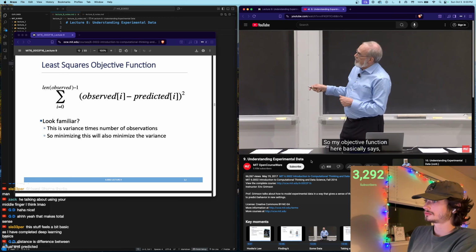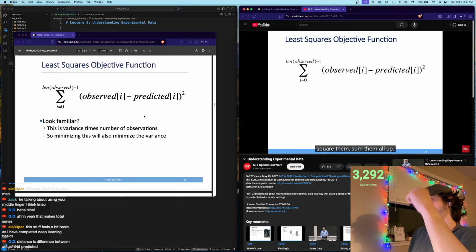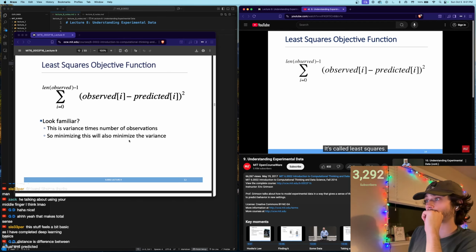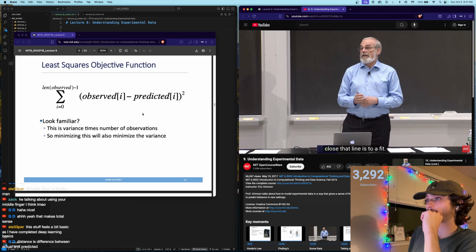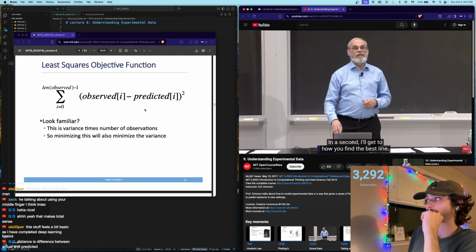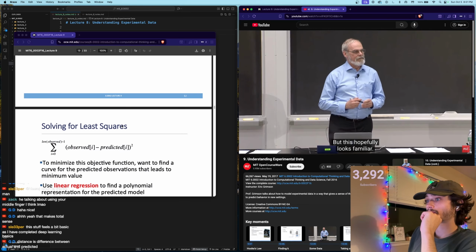So my objective function basically says, given a bunch of observed values, use the hypothesized line to predict what the value should be, measure the difference in the y direction, which is what I'm doing because I'm measuring predicted and observed y values. Square them, sum them all up. It's called least squares. That's going to give me a measure of how close that line is to a fit. In a second, I'll get to how you find the best line. But this, hopefully, looks familiar.